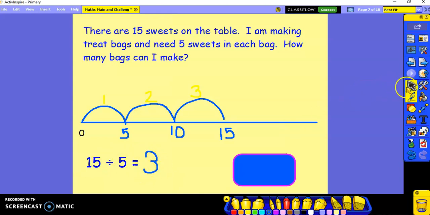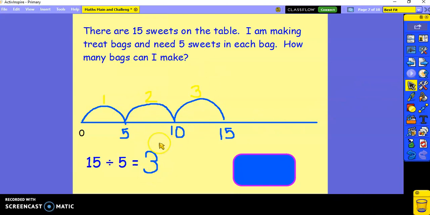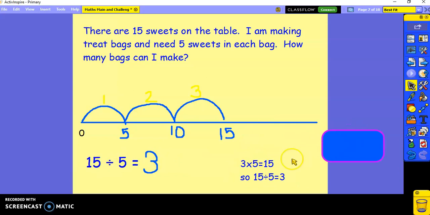Now this does actually link to your multiplication because it's 3 lots of 5. We've done 3 jumps and each one is worth 5. So we've done 3 lots of 5 jumps equals 15. So I could write the related multiplication fact of 3 times 5. So 3 times 5 equals 15. So I know that 15 divided by 5 equals 3.